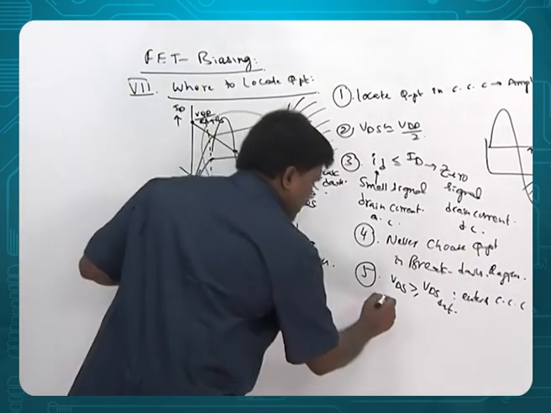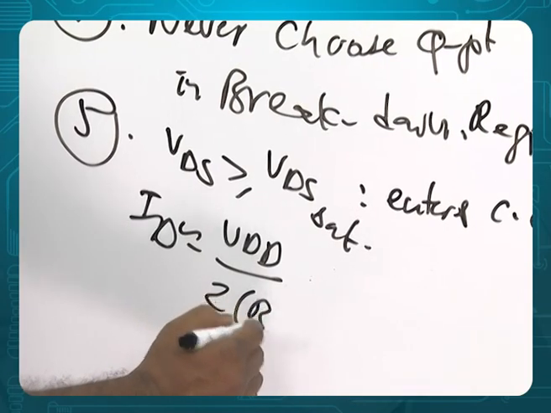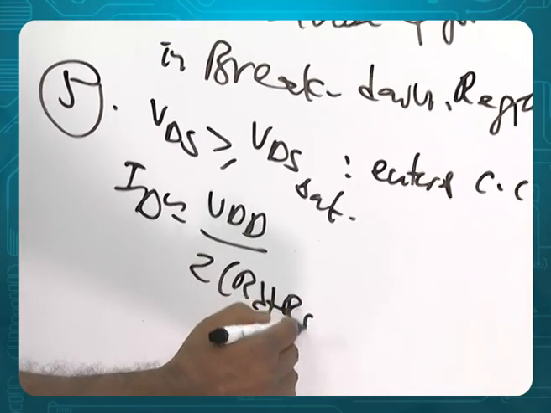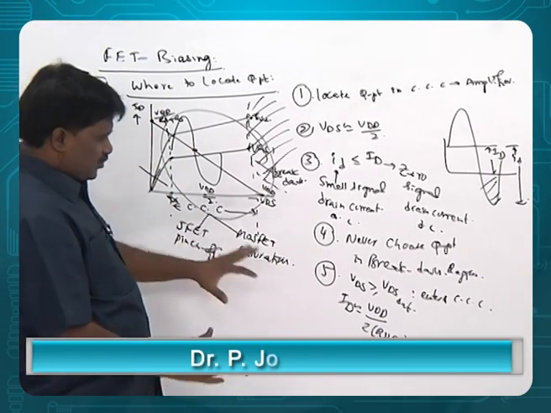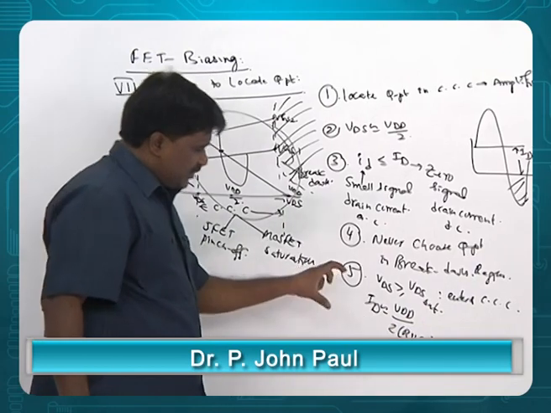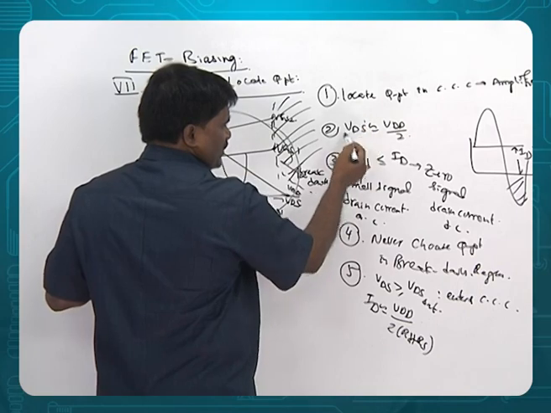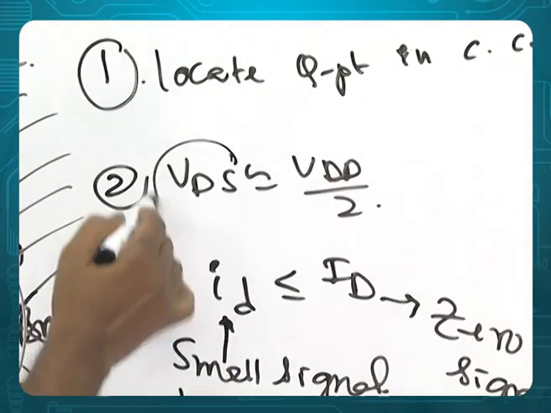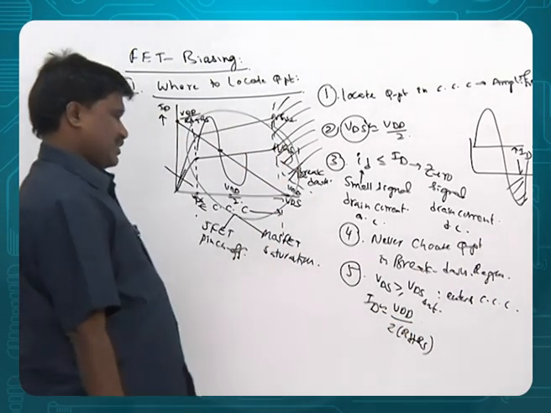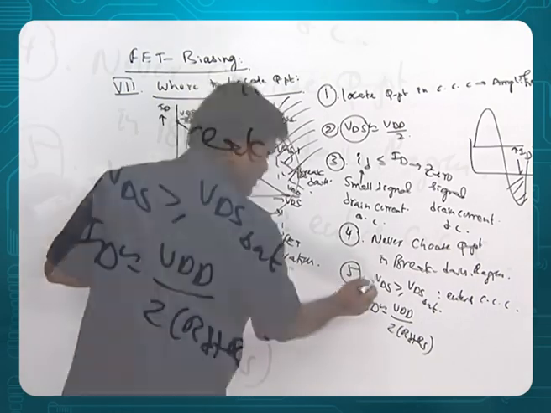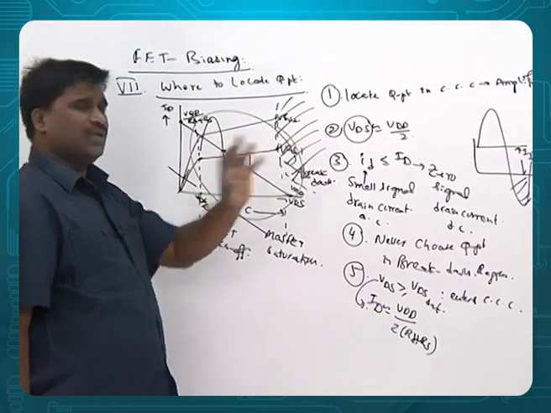For that, you know what happens? ID is approximately VDD by ID plus RD plus RS. Why? Because half will go to transistor, half of that will be distributed among this. If you really look at this, how much is going to the output? Half. That remaining half is divided between two resistors. So this will be the best thing to really talk. This is where you locate the Q point.